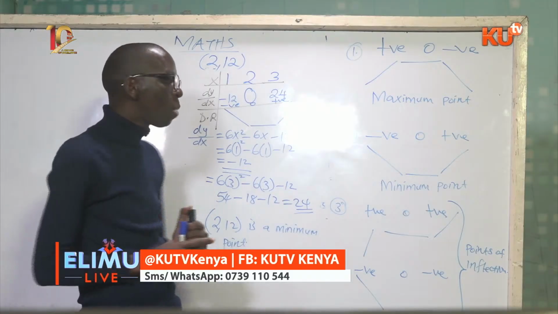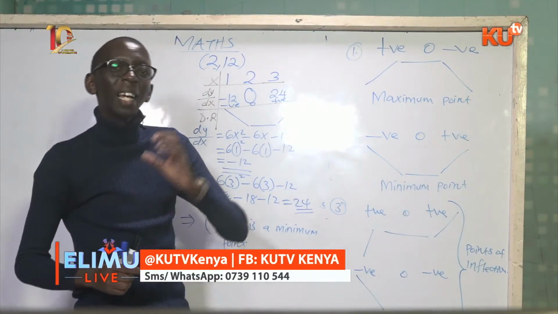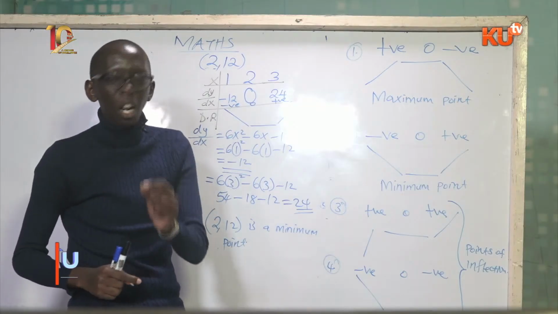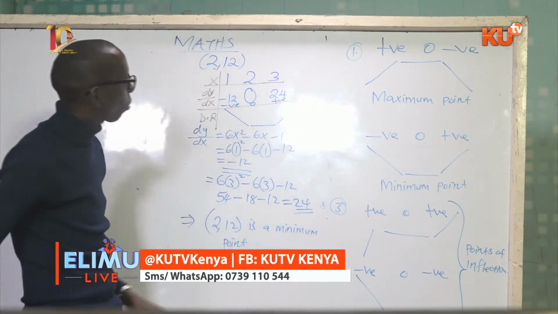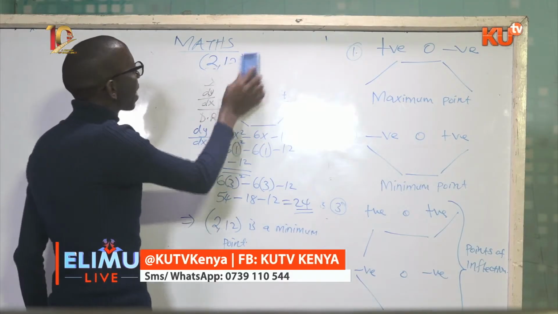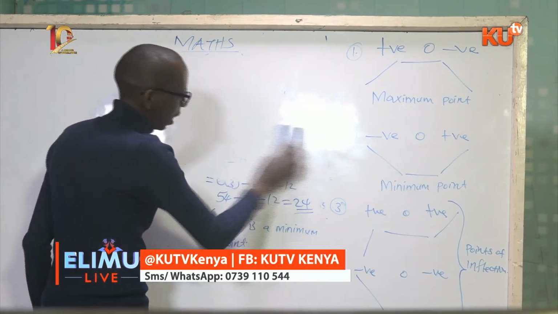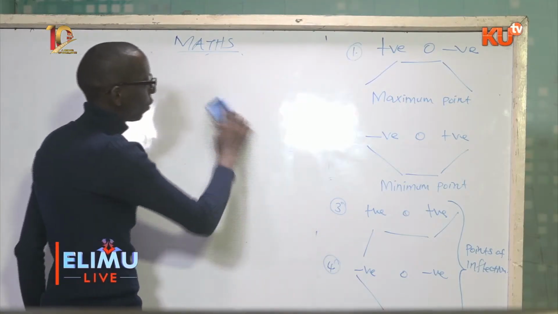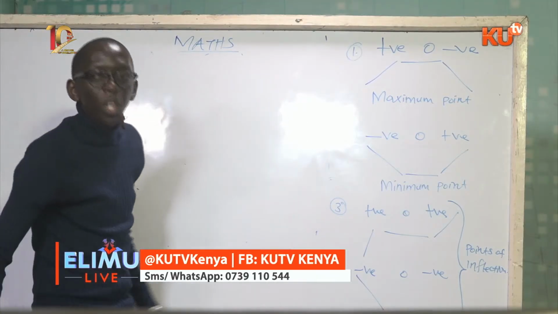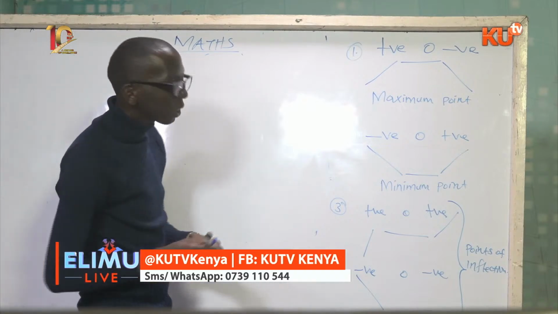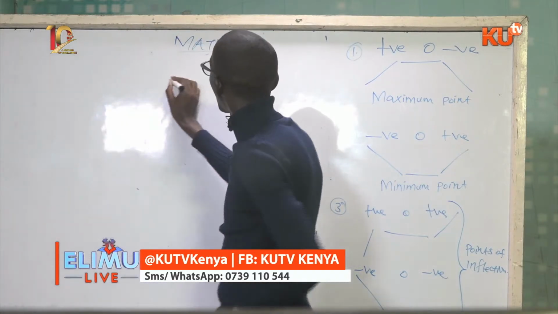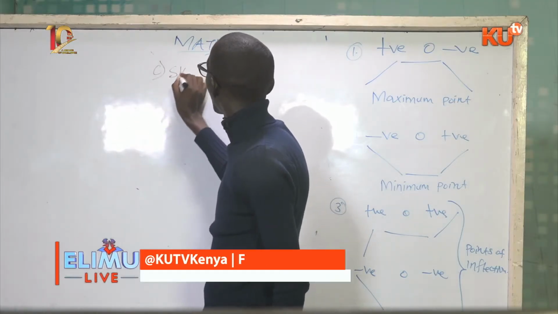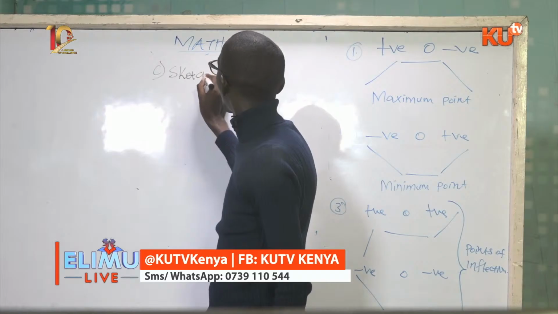One more thing that you can be asked to complete the 10 marks of the question is to sketch the curve. That is part C of the question. Sketch the curve. So we're going to sketch the curve.